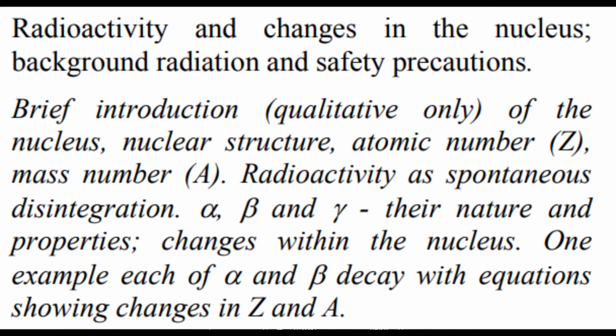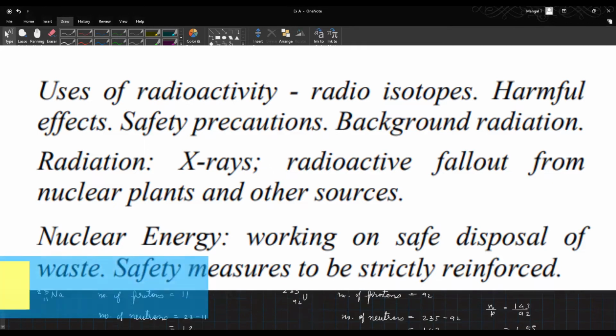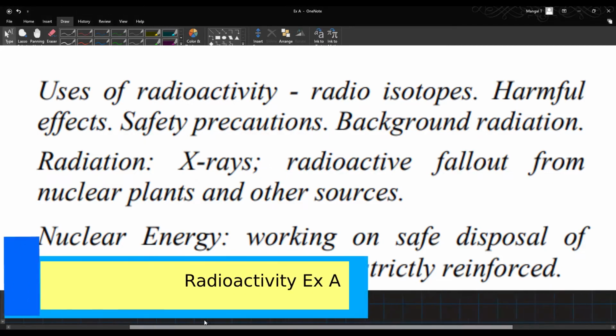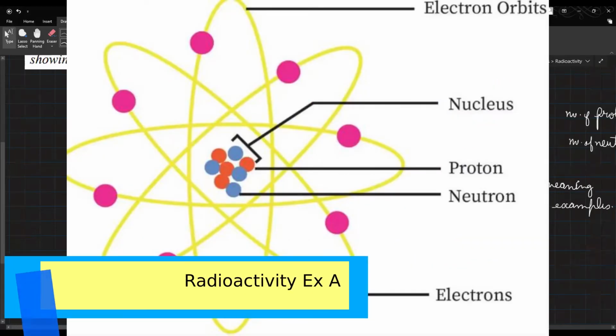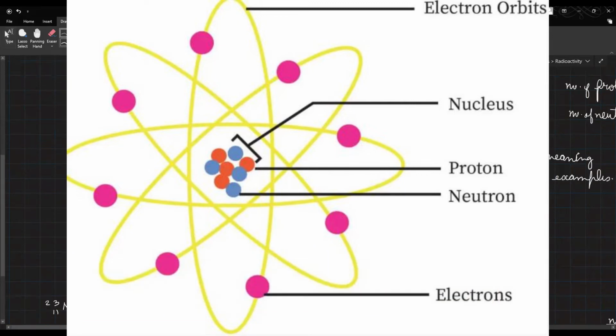This is the syllabus of this chapter, what all things are included in that. Okay, this is the shape of a nucleus, or an atom. This is the nucleus, and these are electrons going around in the atom. Inside the nucleus, you have protons, you have neutrons.